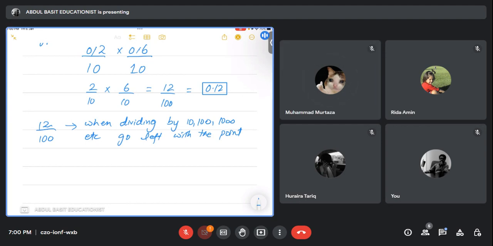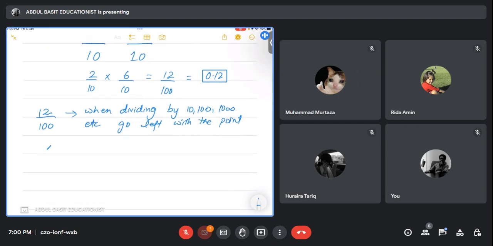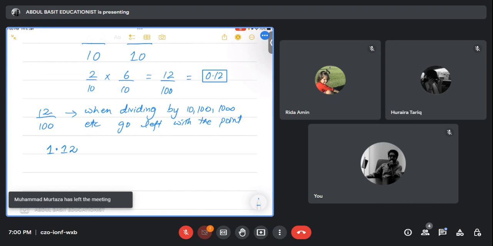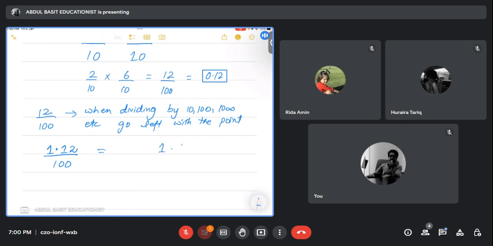Okay. So for example, Hurera, if this number already has a point. Agree? Yes, sir. So if I divide it by 100, I have to take two jumps towards the left. I have to take jumps from the point. So I'll take one, and now that's two. So the number would be something like that.